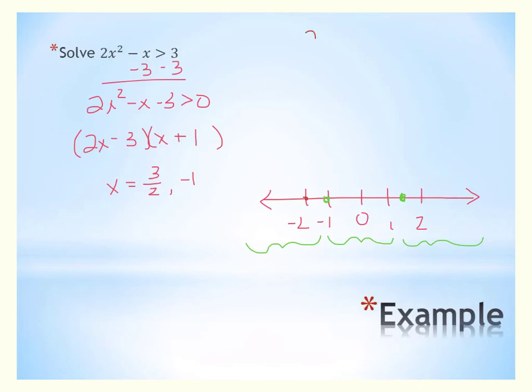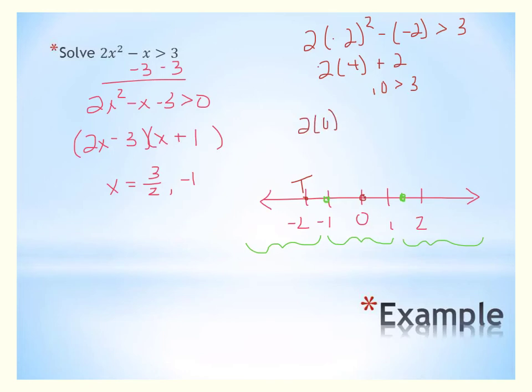So we're going to check it in our original inequality. We're going to see if that's greater than 3. So this is 2 times 4 plus 2, which is 10. Is 10 greater than 3? That's true. So this section works. So then if I check 0, so it'd be 2 times 0 squared minus 0. Okay, so this is going to be 0 minus 0, so is 0 greater than 3? So that section is false.